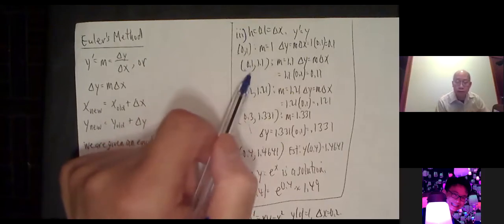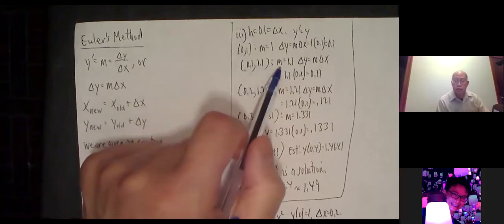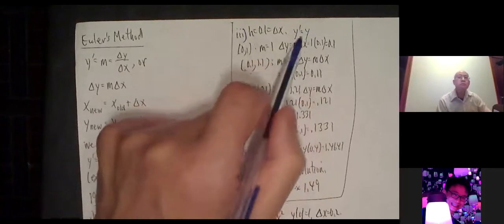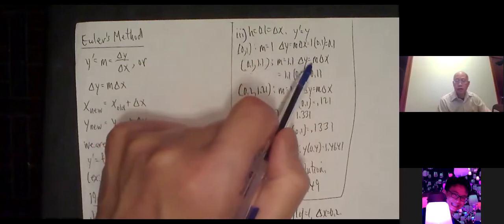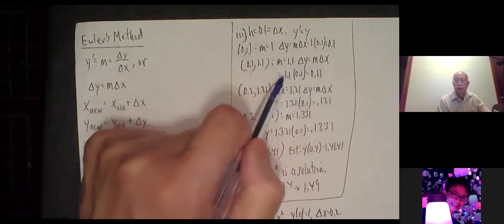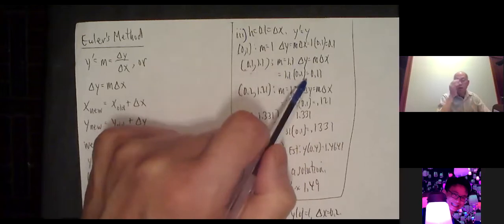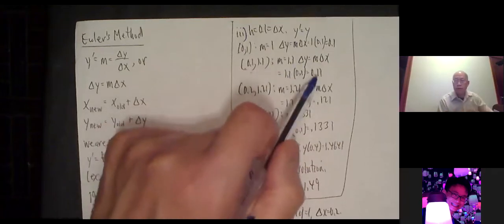Okay, so here's my first point. Find the slope. Plug in 1.1. Again, delta y is m delta x. So 1.1 times 0.1, 0.11. This is my delta y.